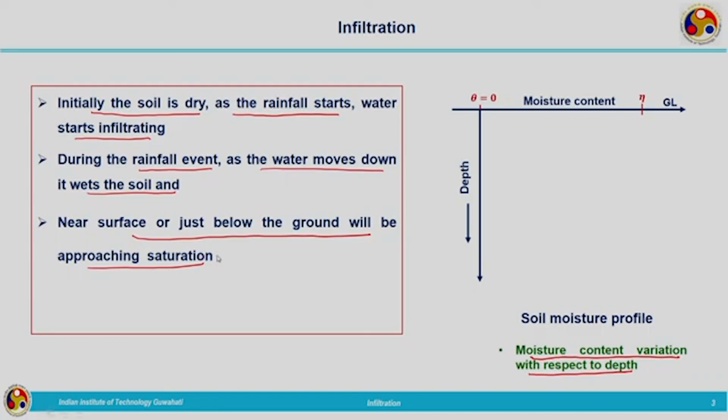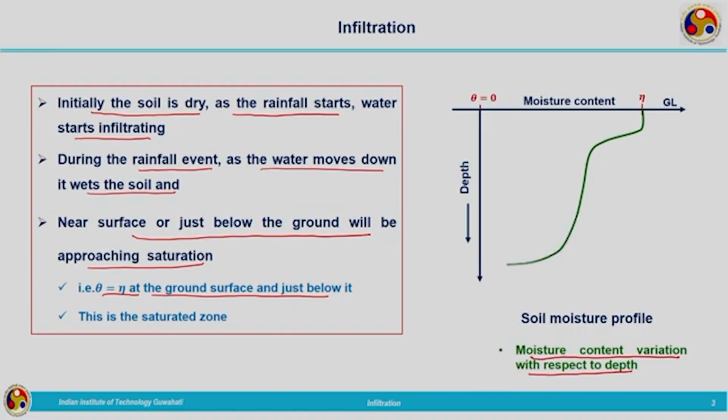Even though infiltration is taking place continuously, all the pores present in the near surface layer will be filled with water. In this layer, theta will be approximately equal to eta at the ground surface or just below it. This zone is termed as the saturation zone. If we plot the moisture profile, the moisture content variation, represented by this green line, you can have a saturation region at the location where theta is equal to eta. This region is termed as the saturation zone.